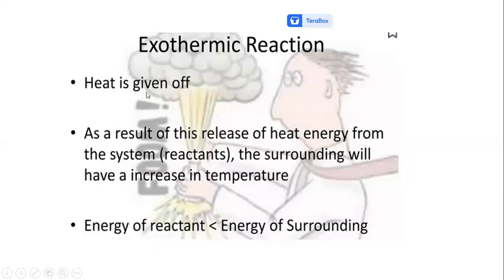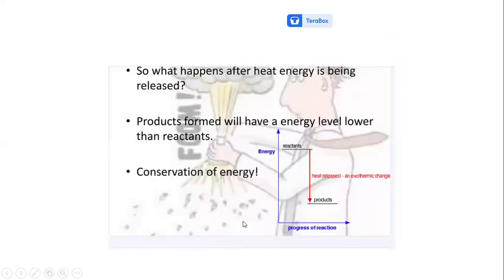Exothermic reaction: heat is given off, that is, heat is produced. As a result of this release of heat energy from the system, the surroundings will have an increased temperature. Energy of the reactants is greater than the energy of the surroundings. So what happens after the heat energy is released? Products formed will have an energy level lower than the reactants. So, conservation of energy.